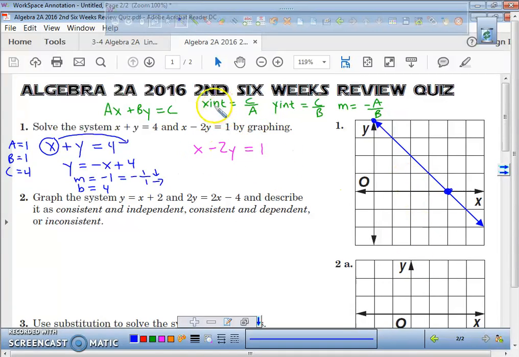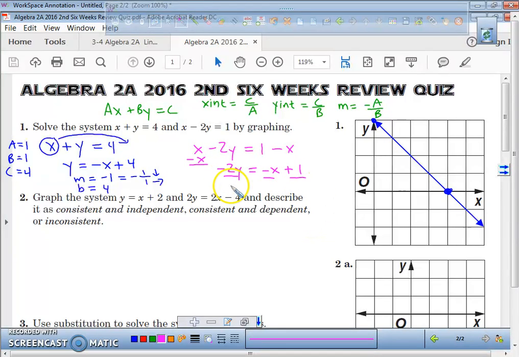Now, this one right here, I'm not going to use the method of standard form. Let's go ahead and change it to slope-intercept just for practice. We're going to take away an x on both sides, which is another way of doing it, called its additive inverse. We're left with negative 2y is equal to negative x plus 1. That's not what I want. I want to know what y equals. Divided by negative 2.